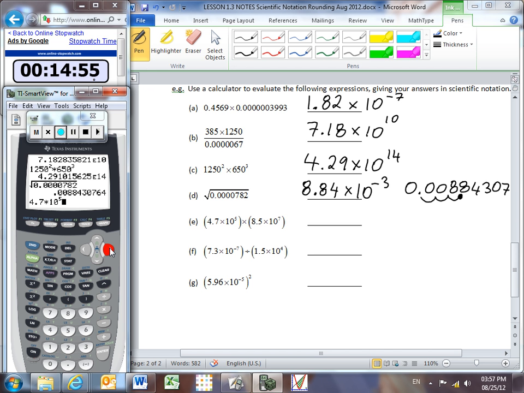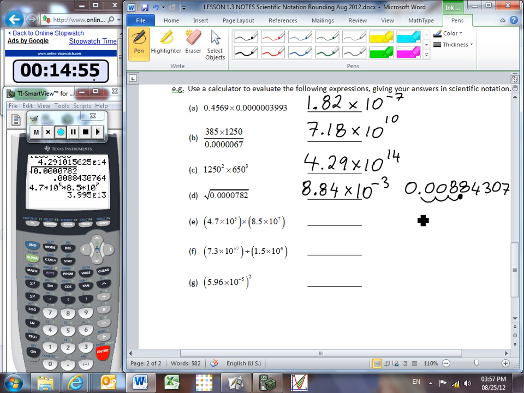This is if you have the new operating system. If you don't, you don't need to press that right arrow here. And then we'll multiply that number by 8.5 times 10 to the power of 7. And let's see what we get. 3.995 E13. 3.995 times 10 to the 13.